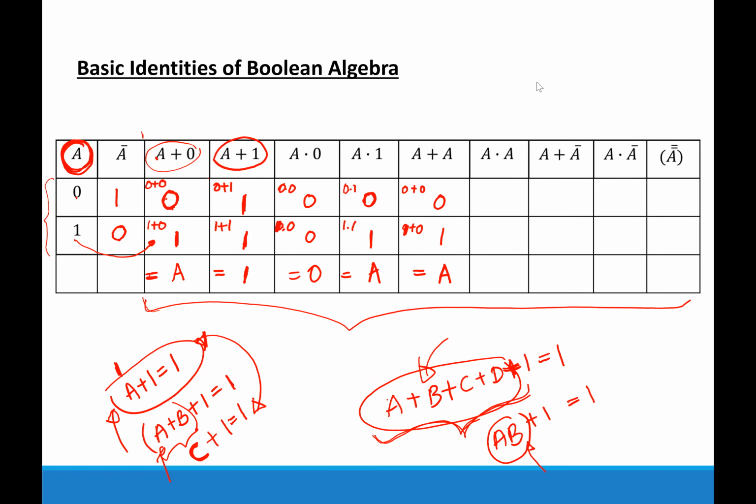Okay, good. For the next one, we multiply A by A, you will get the same answer. 0 times 0, 1 times 1, again it's equal to 1. 0, 1, equal to the values of A. So we can write, if we multiply A by A, the final answer is equal to A.